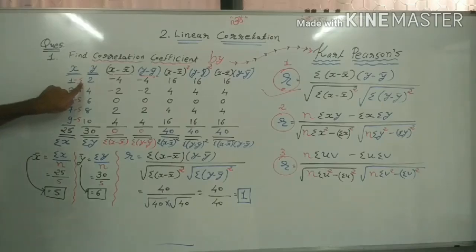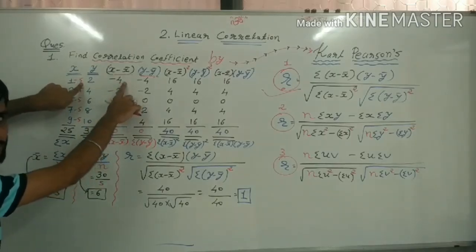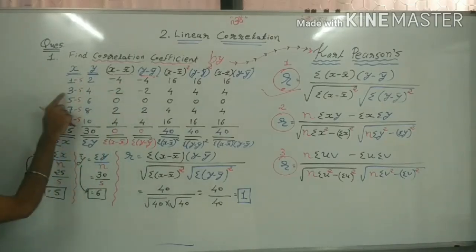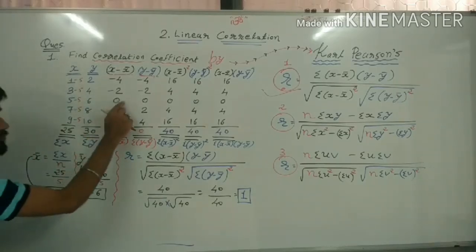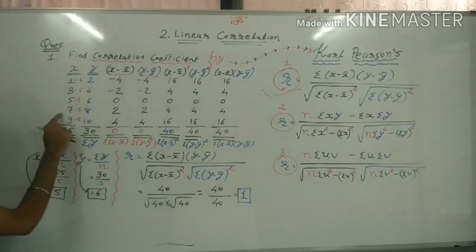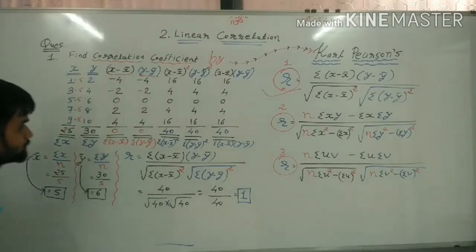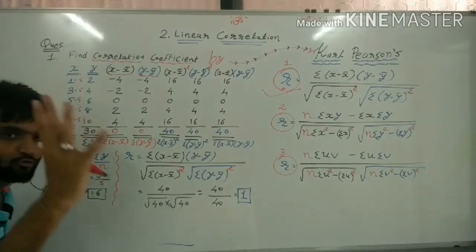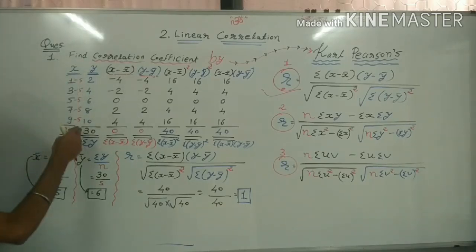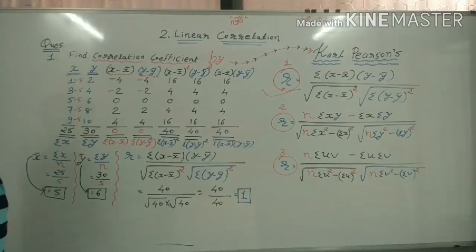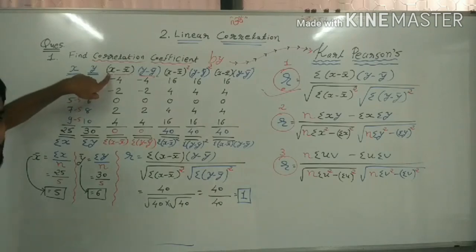So 1 minus 5, the answer is minus 4. 3 minus 5, minus 2. 5 minus 5, 0. 7 minus 5, 2. 9 minus 5, 4. So from x, we are deducting x bar and we get the column x minus x bar.